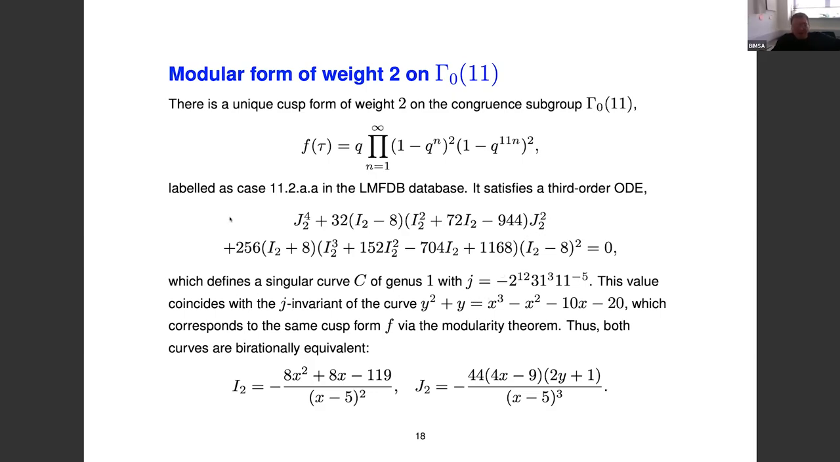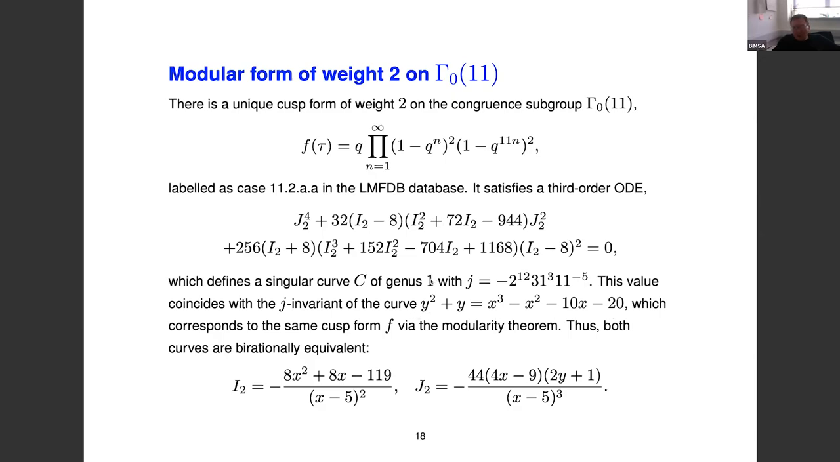On the other hand, we have just constructed another curve which also has genus one and the same J invariant. It corresponds to our modular form F in a very explicit way, right? You get F, and you can calculate I2 and J2 in terms of F. So our modular form F gives an explicit modular parametrization of this curve. But this curve is obviously singular. It has singular points. If you resolve these singularities, this curve in terms of I2 and J2 is birationally equivalent to this one.